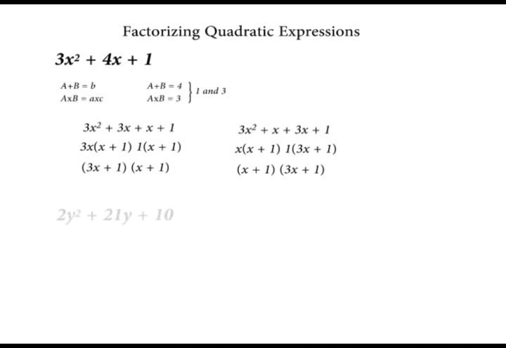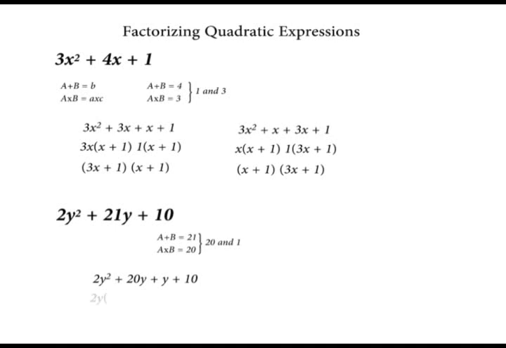Another example, 2y squared plus 21y plus 10. Find two numbers such that a plus b is 21 and a times b is 20. Those two numbers are 20 and 1, or 1 and 20. We rewrite the expression, breaking the linear coefficient. We have 2y squared plus 20y plus y plus 10.